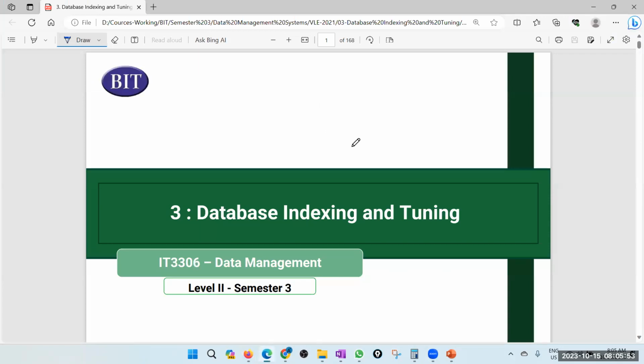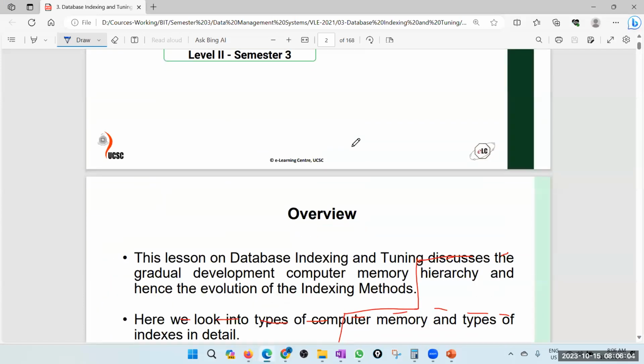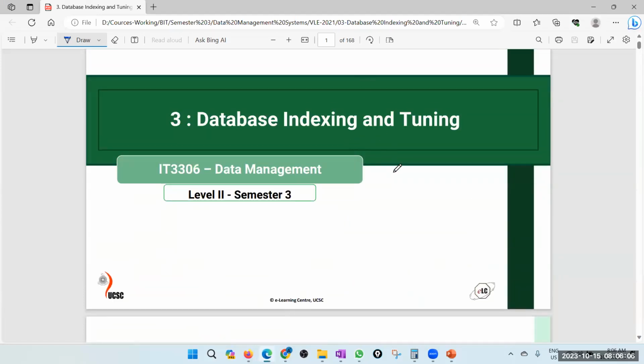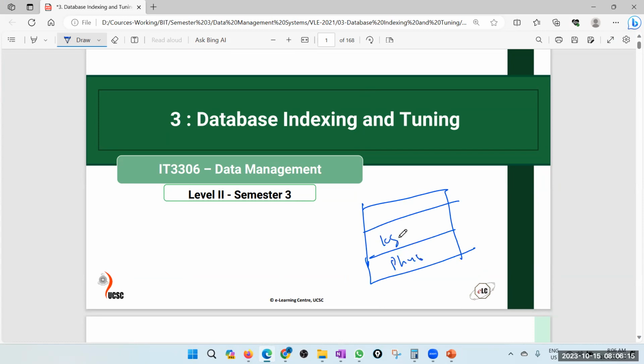Right. So database indexing and tuning. Right. So remember, when it comes to database management systems, we can look at it as using 3-tier architecture. That is the physical layer, logical or conceptual layer, external or user layer. This is physical or internal layer. This is logical or conceptual layer.